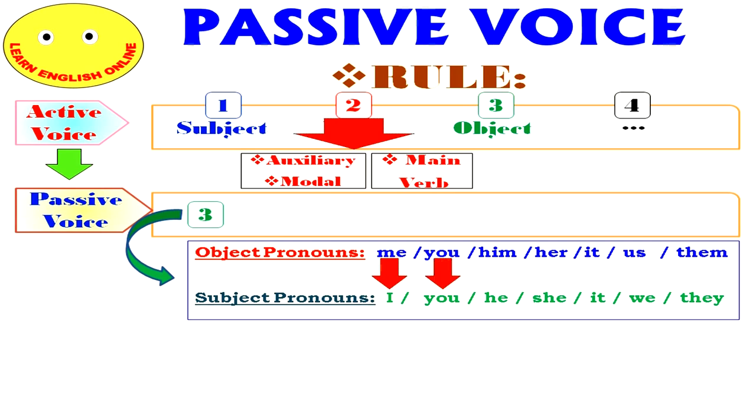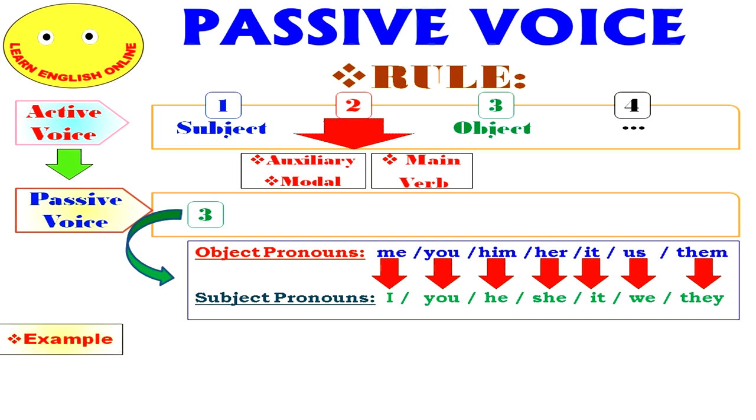If you have you, then there is no change. If you have him, you change it into he. If you have the object pronoun her, change it into she. If the object pronoun is it, then there is no change. If the object pronoun is us, change it into we. And finally, if the object pronoun is them, change it into they.